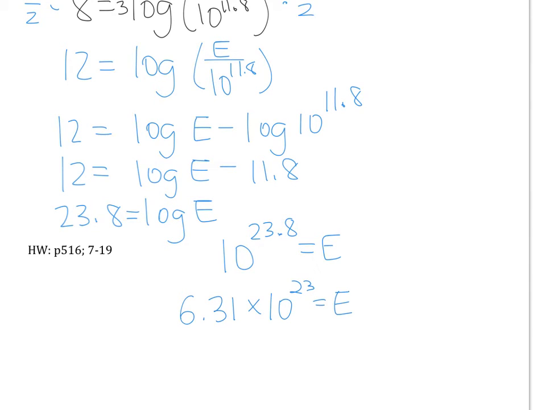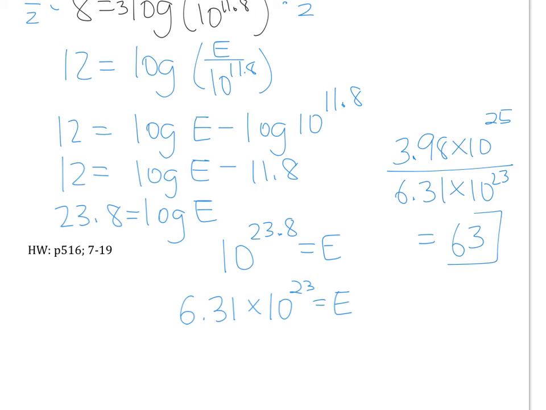Since it wants you to do a comparison, you just divide your two energies. So it would be 3.98 times 10 to the 25th, because that's the bigger number, divided by 6.31 times 10 to the 23rd. And this equals 63. And this ends lesson 7-4.